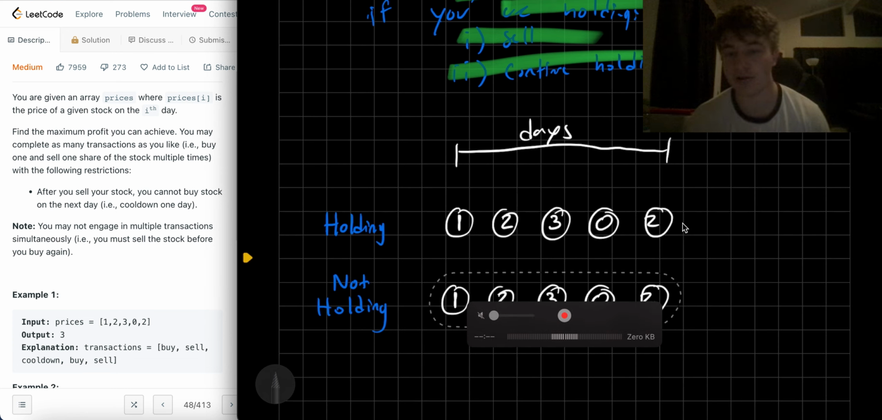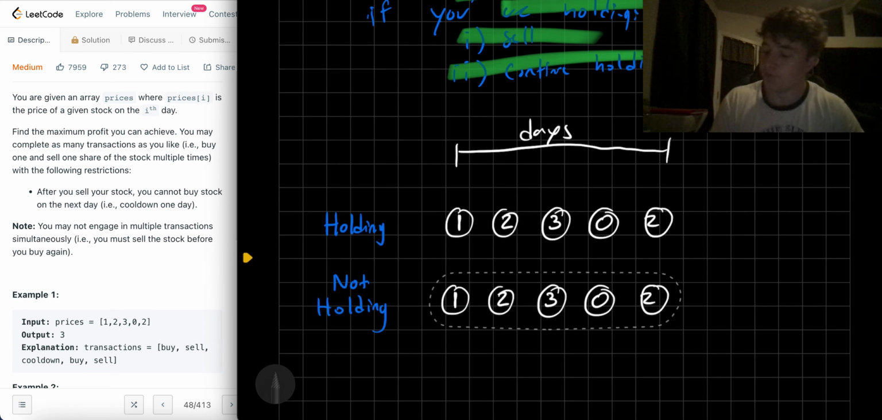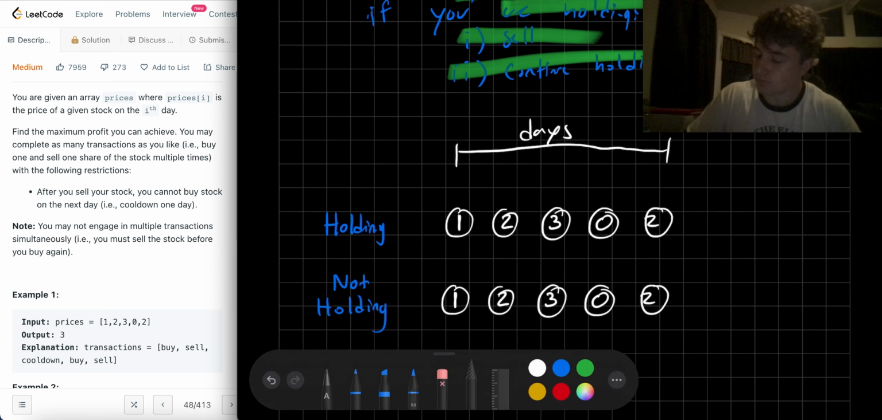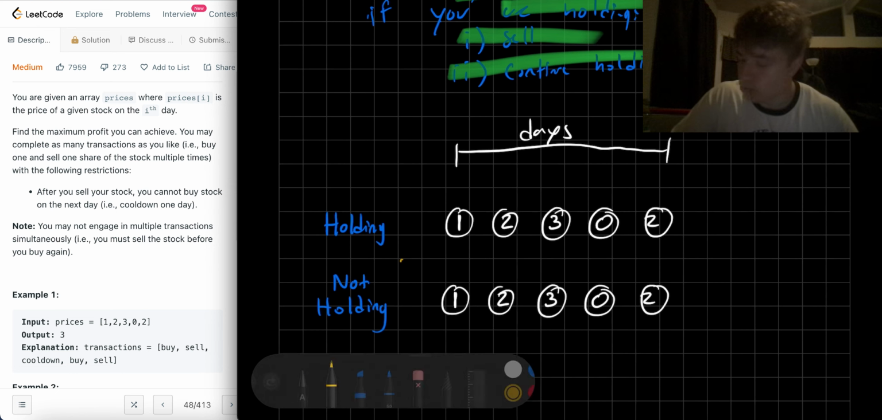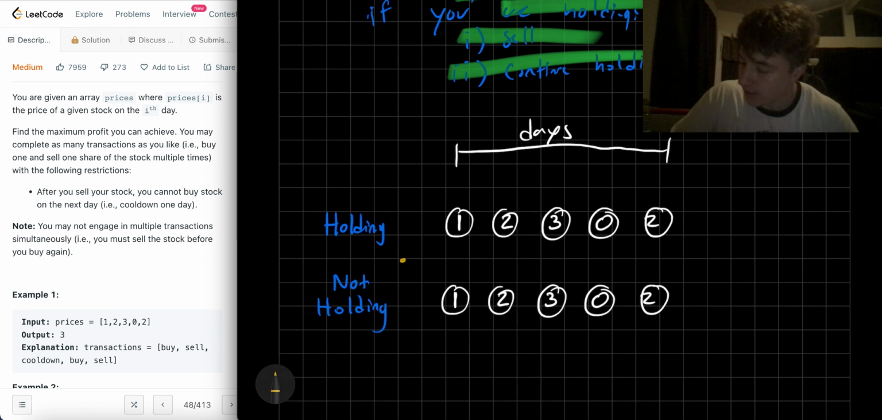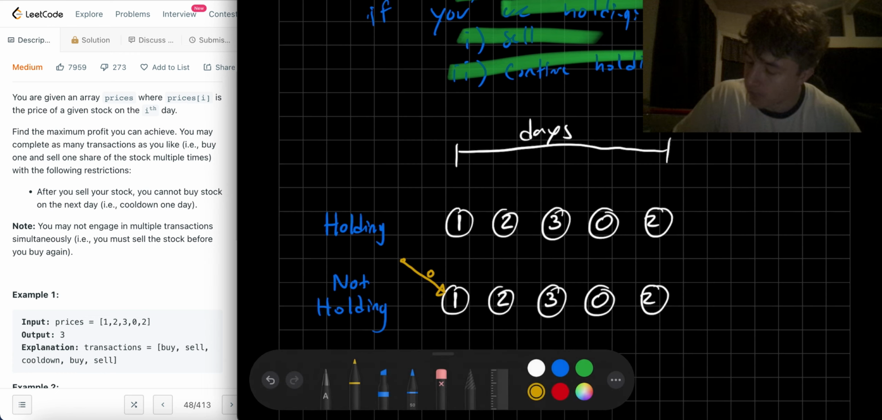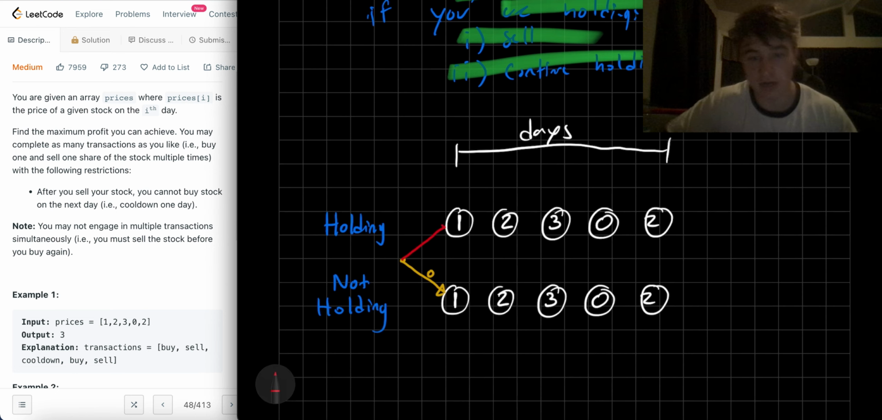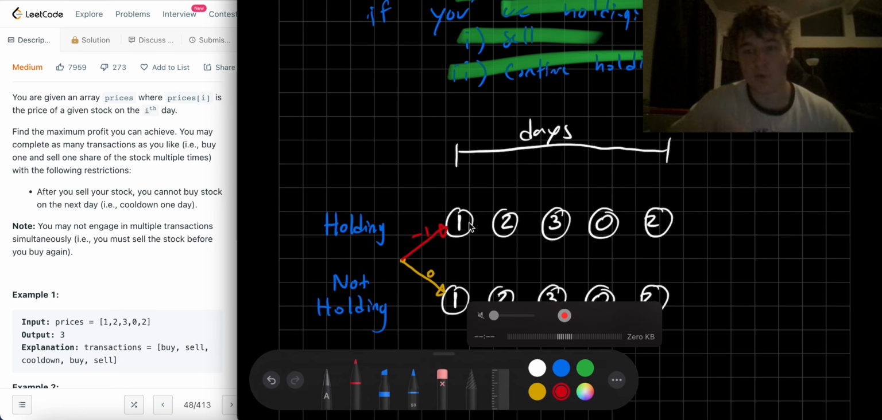So if we're up here, that essentially means that we're holding the stock. And if we're down here, that means on that day, we're not holding the stock. So what can you do in the beginning? In the very beginning, you can decide that you don't want to buy a stock and that costs 0. Or you can decide that you do want to buy the stock, so now you're holding it and that'll cost you -1.